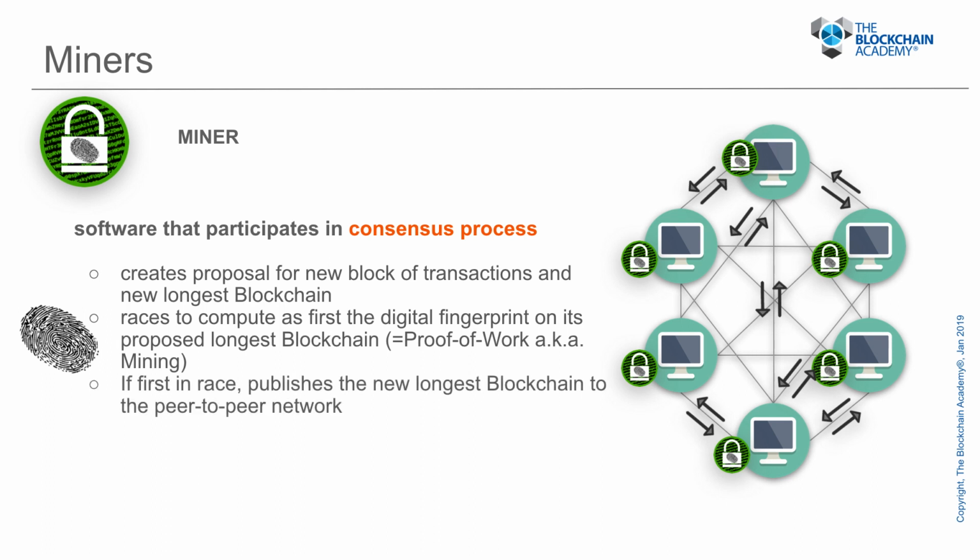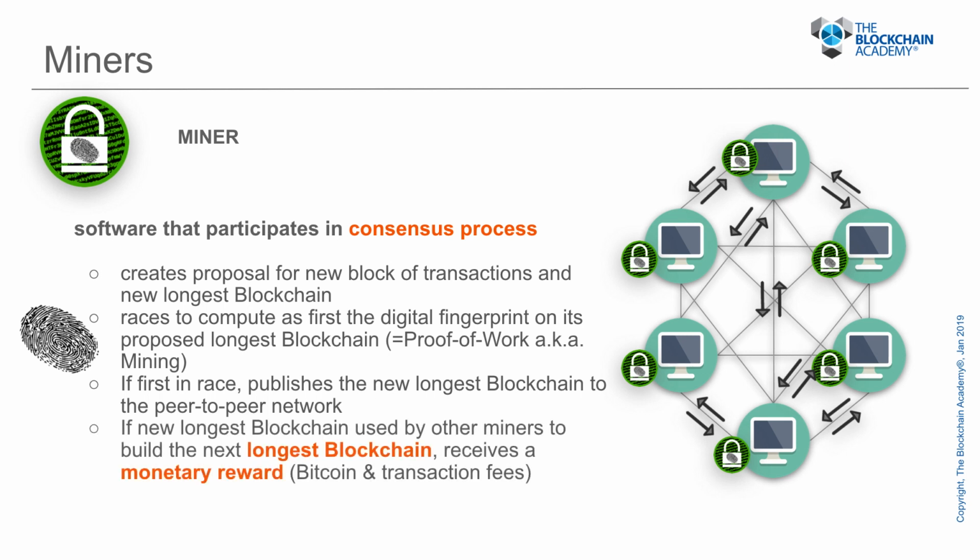Then, if it wins the race, it publishes the new longest blockchain to the peer-to-peer network. And if that new longest blockchain is used by other miners to build the next longest blockchain, then it receives a monetary reward in the form of newly created bitcoins that are inserted in the auto-reward transaction he has in his proposed block.